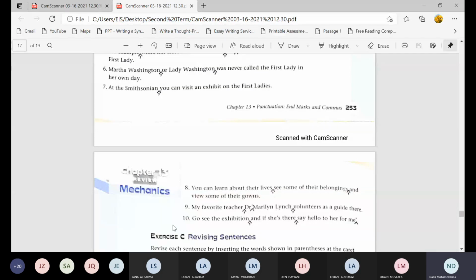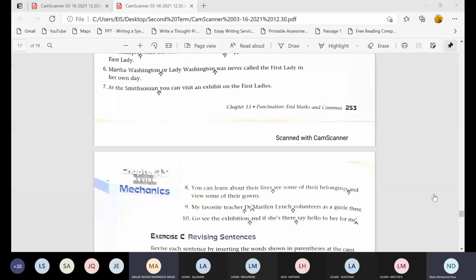Okay, then we go to exercise C. After Lujain, we have Malak Wasim. Yes, miss. In an old song, 2 bits is the cost of a haircut and shave, or 1/4. So I insert the words in parentheses.